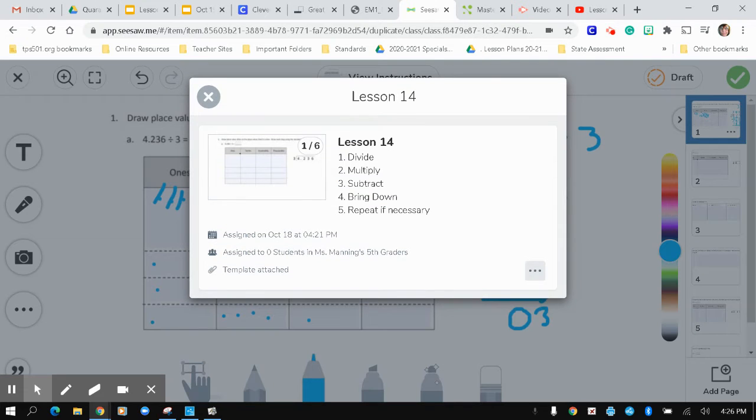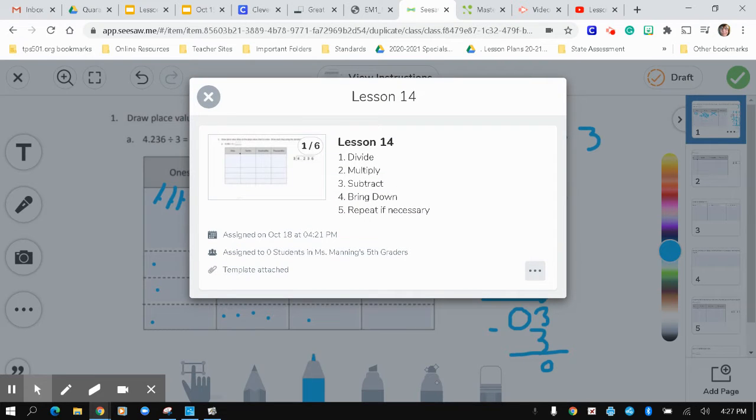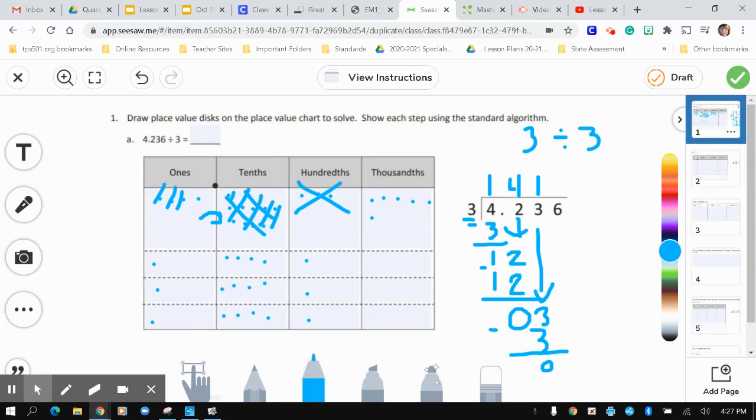Now in my directions, I'm on step 2, which is multiply. I'm going to multiply my partial quotient 1 times my divisor 3. 1 times 3 is 3, so I'm going to write that down below. Now in my instructions, I'm on step 3, which is to subtract. 3 minus 3 is 0, which is what we did here. When I divided those out, I had nothing left over. So we're on step 4, which is to bring down. So I bring down my 6. That would just be how many thousandths we have.